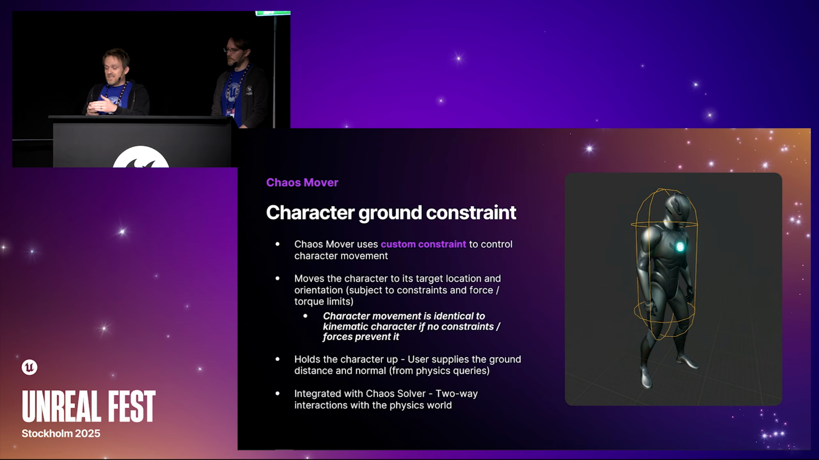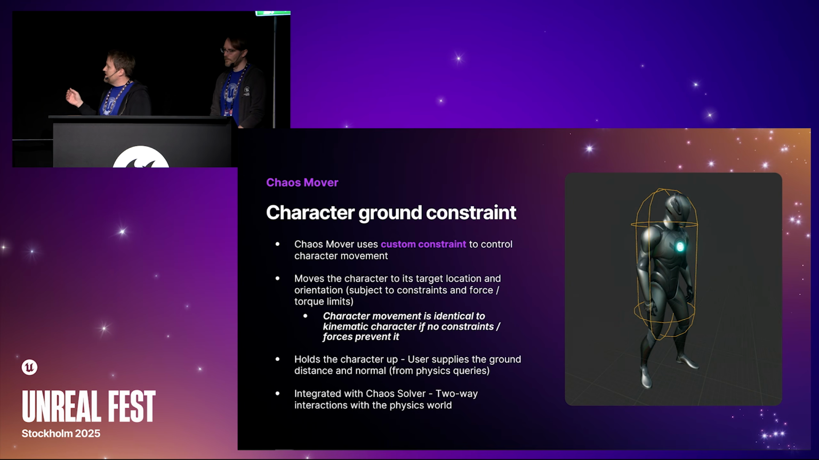But if it encounters another constraint, say a collision constraint, if you're trying to walk into a wall, then the constraint solver will try and resolve those constraints together. And because the collision constraint can apply more force than your character movement constraint, it will in general win. And your movement constraint will try and get as close as it can to the target while respecting the constraint of the collision, so not interpenetrating walls and things like that.